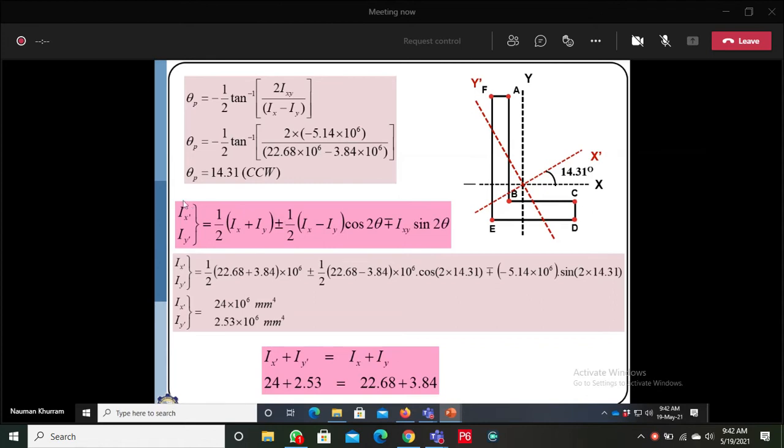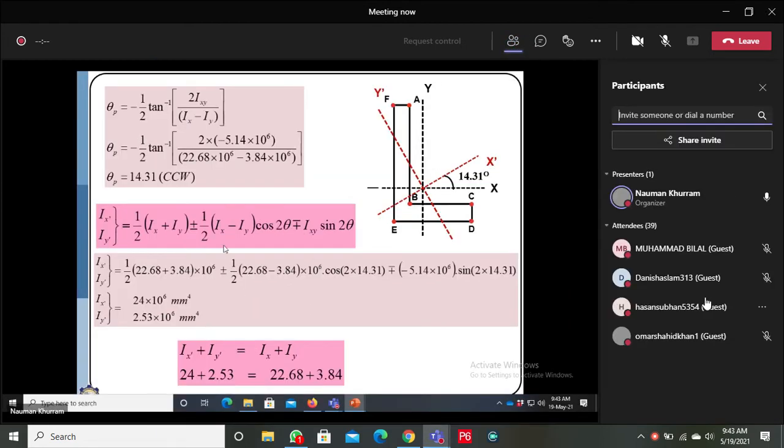For example, for sigma x bar, you have a positive sign here and also a positive sign here. But in the Ix bar equation, you have a positive sign here, but instead of positive, you have a negative sign here. So the difference is only here, and all the other equations are perfectly identical to the stress transformation equations.